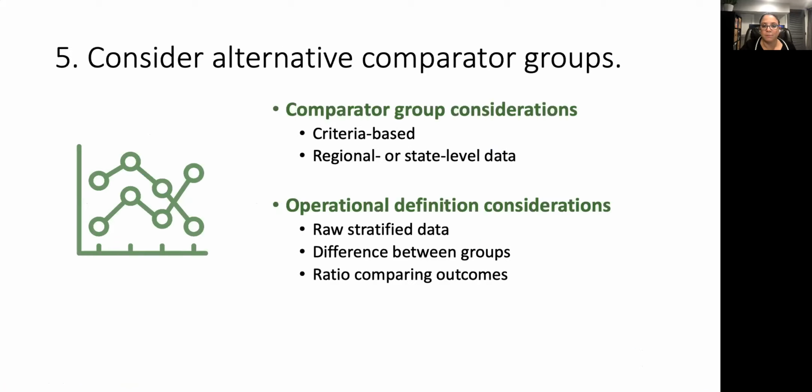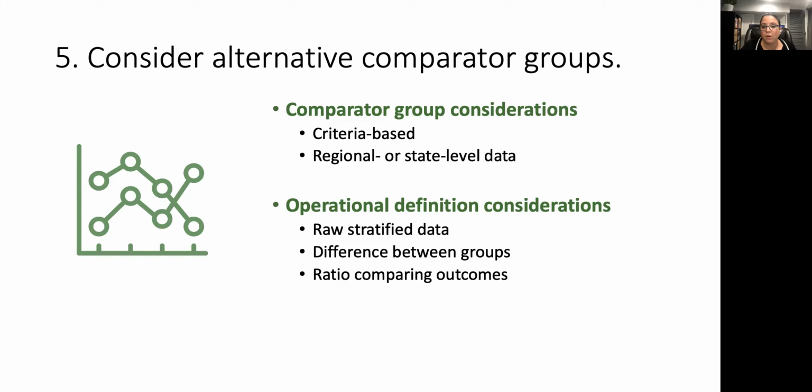Next, consider alternative comparator groups. By definition, a disparity is a difference between at least two groups. Historically, white patients have been the comparator group, as white patients typically make up the largest group and have long been considered the historically advantaged group.